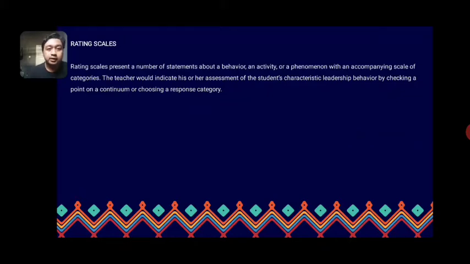Rating scales. Rating scales present a number of statements about a behavior, an activity, or a phenomenon with an accompanying scale of categories. The teacher would indicate his or her assessment of the student characteristic, leadership behavior, by checking a point on a continuum or choosing a response category.